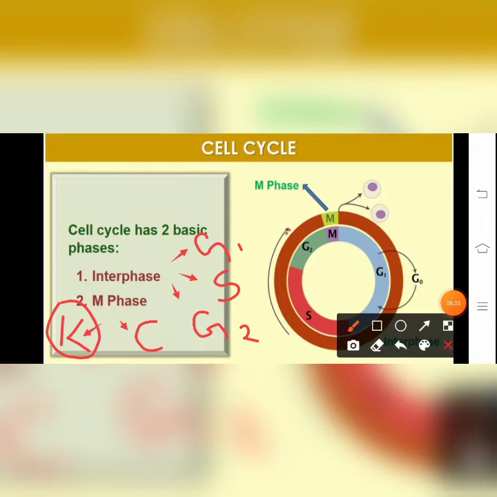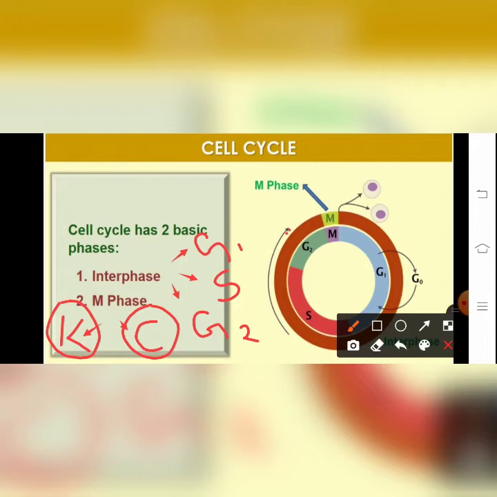Here karyon is used for nucleus and kinesis is for breaking up or splitting. So after the nucleus has divided, the cytoplasm is going to divide, right? That is known as cytokinesis. Clear? So karyokinesis is nothing but division of nucleus and cytokinesis is nothing but division of cytoplasm.